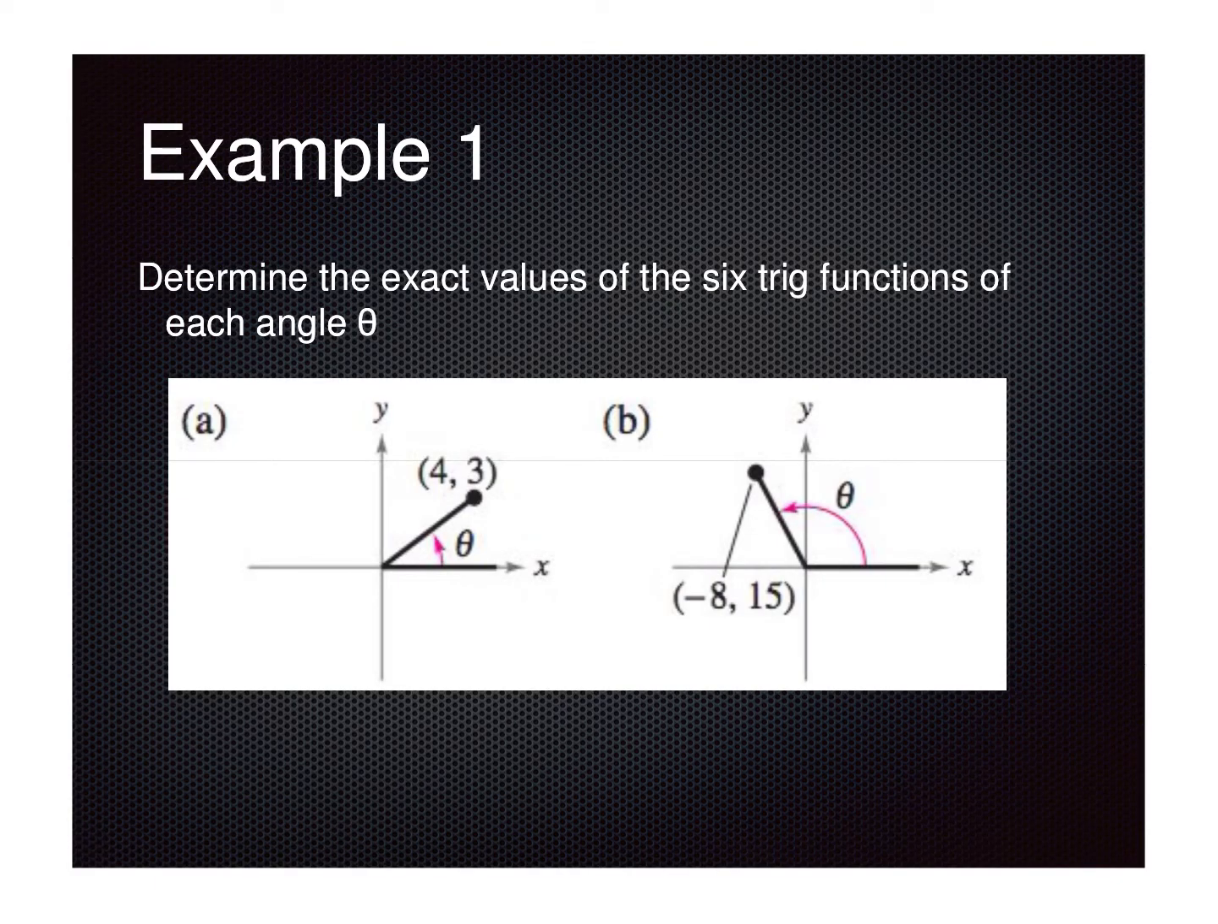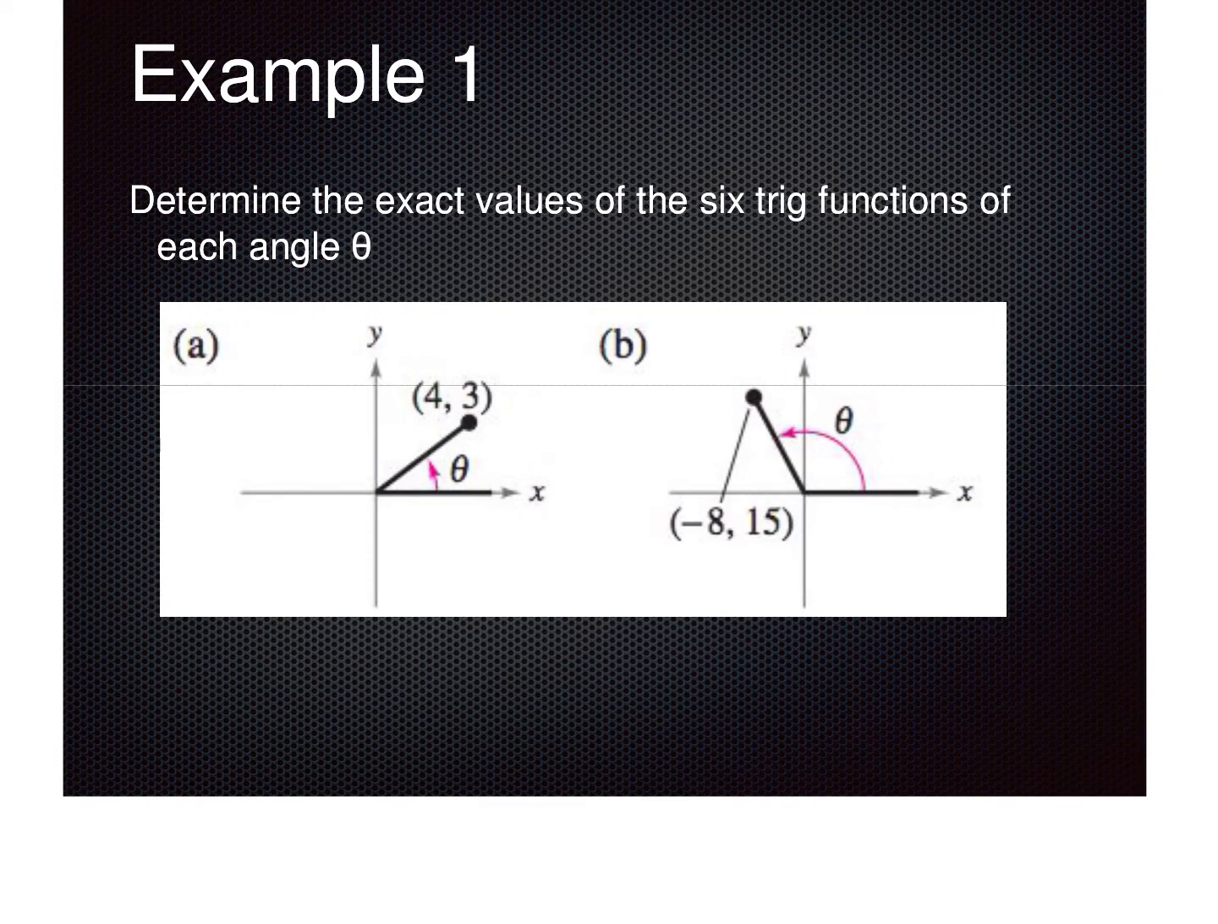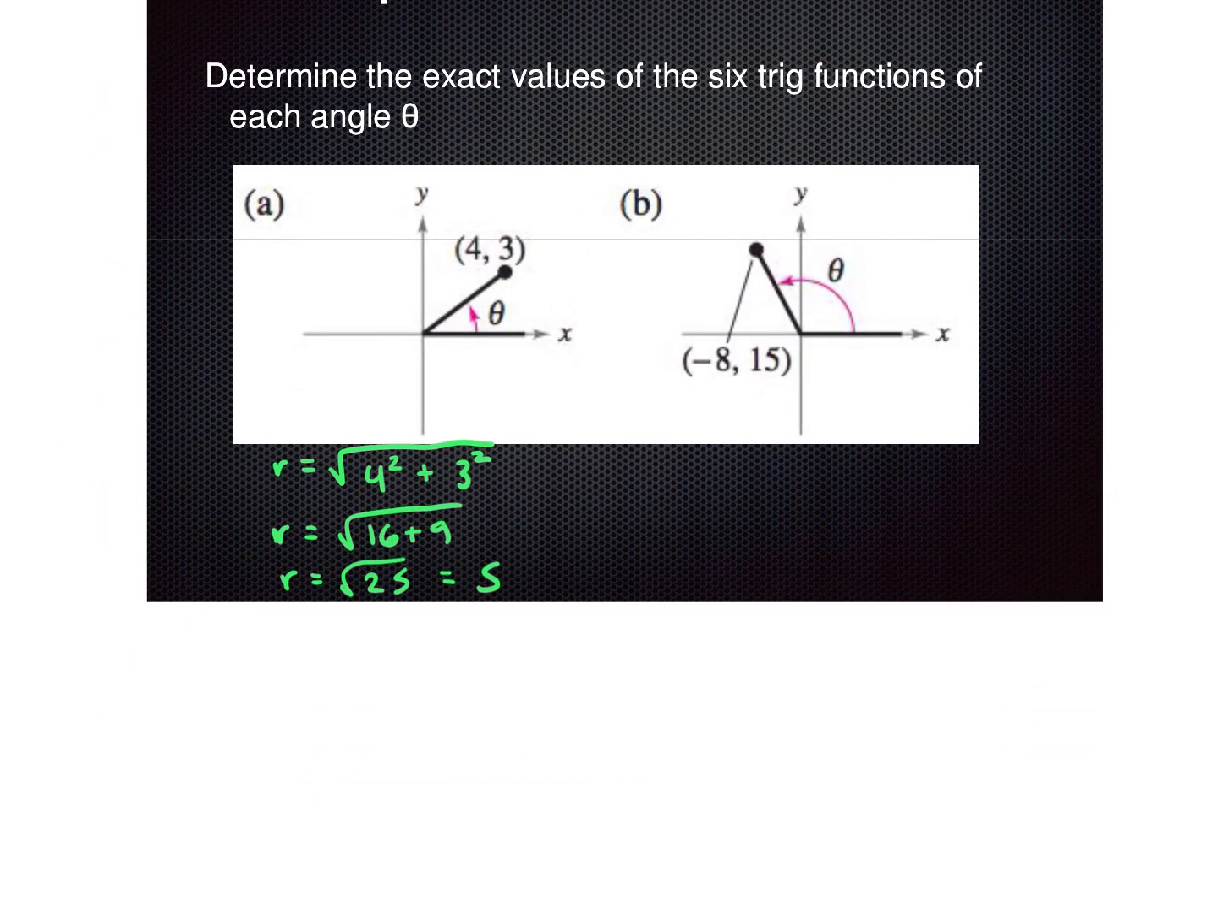All right, another example 1. Determine the exact values of the 6 trig functions of each angle theta. So what do I have to do first? Find r. So r is equal to the square root of x squared, so 4 squared, plus y squared, so 4 squared plus 3 squared. So r is equal to the square root of 16 plus 9, so r is equal to the square root of 25. What's the square root of 25? 5. Now I just have to find our 6 trig functions.